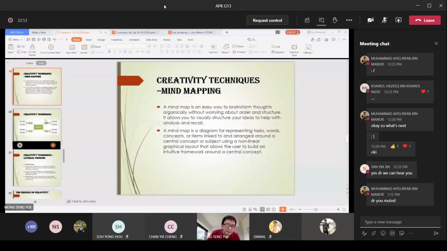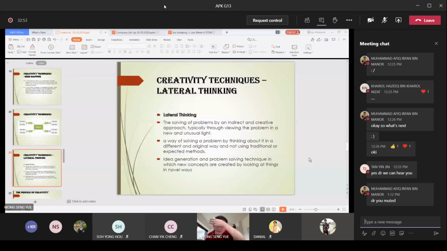So another one will be lateral thinking. This one is very important. Lateral thinking means you try to apply totally new features on a product. I still use the same product we call a handphone. In your own perspective, a handphone is for communication, right? Handphone for telephone calling. Nowadays, we can even use it for sending messages to your friends.